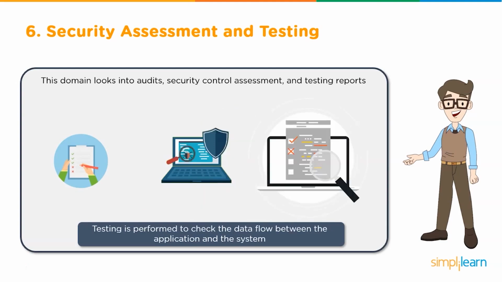A well-planned and executed assessment and test strategy can provide valuable information about risk and risk mitigation. The assessment and test is executed by a working group called the Integrated Product Team. Testing is performed to check the data flow between the application and the system.